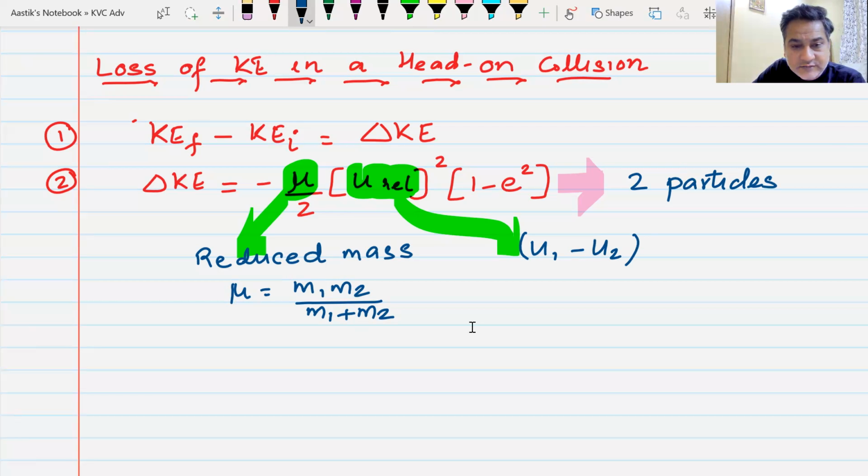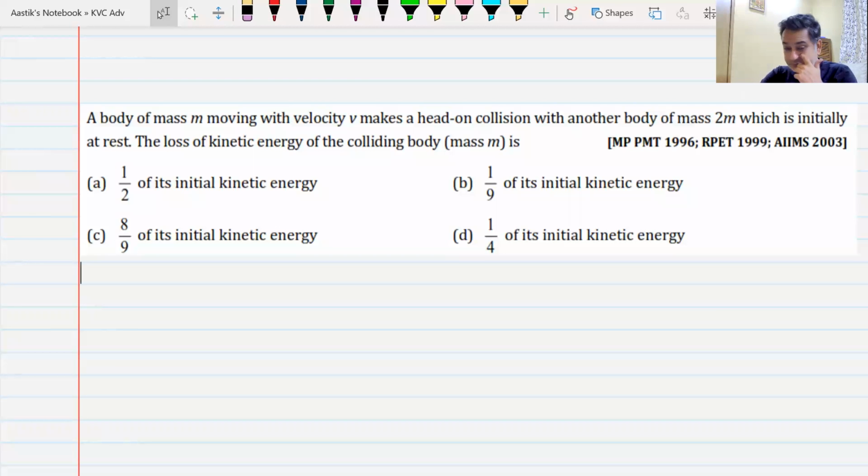Let us see if you can do this one. This is the question that has come in many exams, many times: JEE Main, NEET, CPMT, you name them, and you have it. So this is the problem. A body of mass m moving with velocity v makes a head-on collision with another body of mass 2m, which is initially at rest. The loss of kinetic energy of the colliding body.